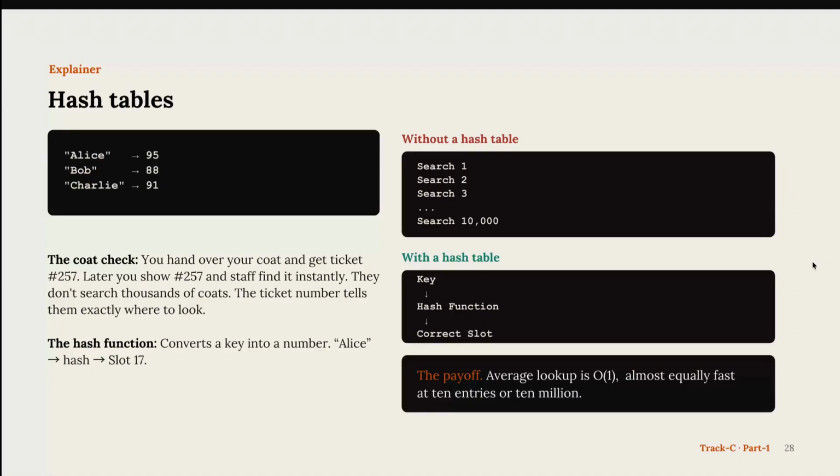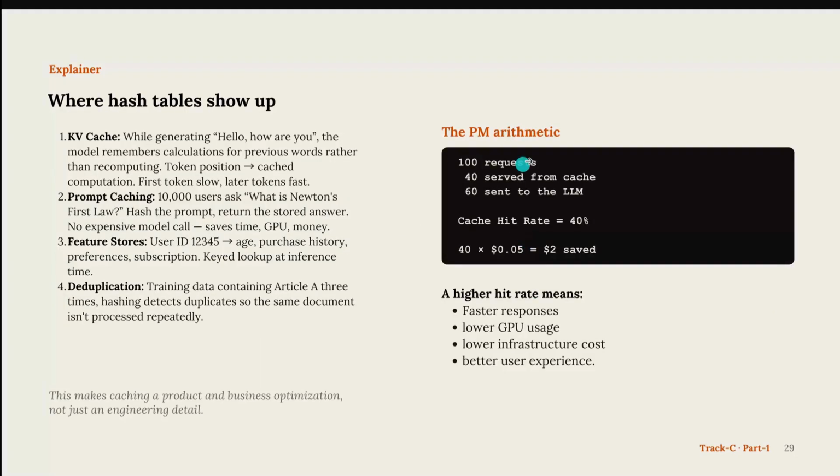So the math you need to look at is this. If 100 requests are coming, 40 are served from cache and 60 are sent to the LLM. Every request that goes to the LLM is a cost; the 40 are the saving. So the cache hit rate is 40%. 40 times 0.05 is approximately $2, because 0.05 is the dollar cost of each request going to the LLM. Since those requests are served from the cache, we are saving approximately $2.